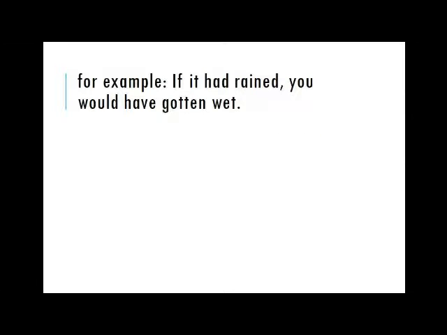Now, let's have this example. If it had rained, you would have gotten wet. This example is in the conditional type 3. And there you find two clauses, the if clause written in the past perfect, and then the result clause, which is written in the present perfect tense with a modal auxiliary.